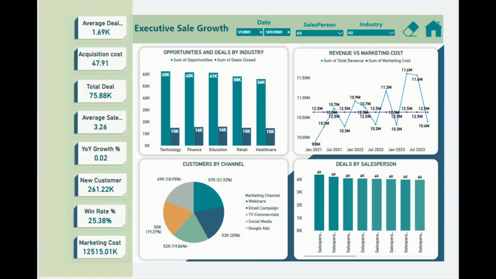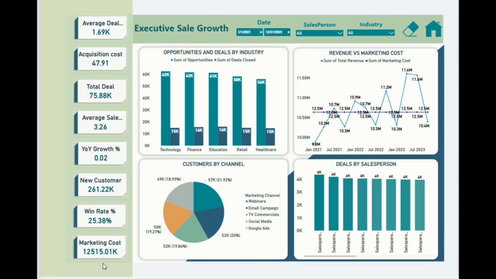This is the Executive Sales Growth Dashboard, designed to provide a complete view of sales performance, customer acquisition, and marketing effectiveness. On the left, we get a quick summary of the key business indicators, including average deal value, acquisition cost, total deals, average sales, year over year growth, new customers, win rate percent, and marketing cost.